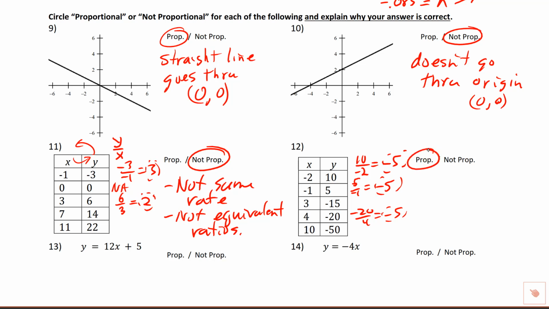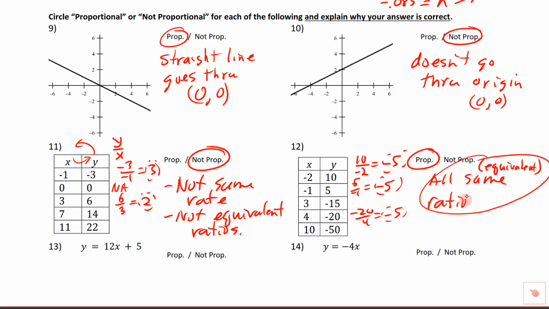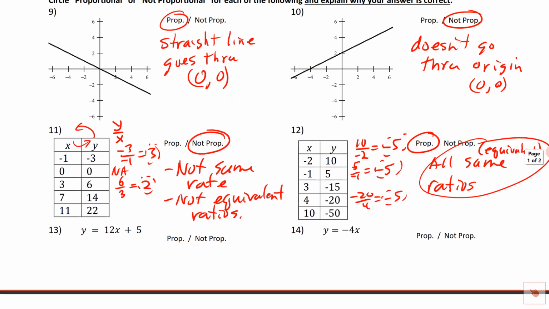So we're going to write proportion, and we're going to write all same ratio. And instead of saying the same ratio, what we could do is we could say equivalent. So again, up here I'm going to write equivalent. All equivalent ratios. Okay. All right, let's take a look down here at the bottom.